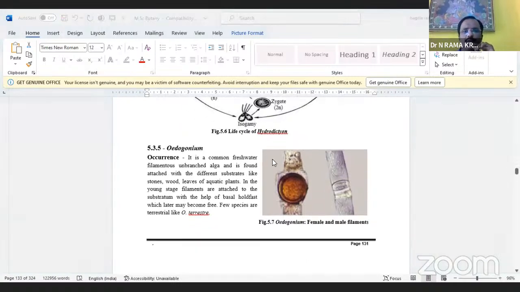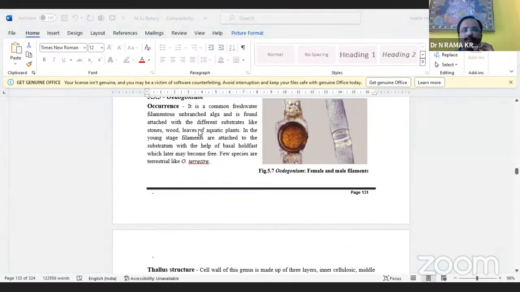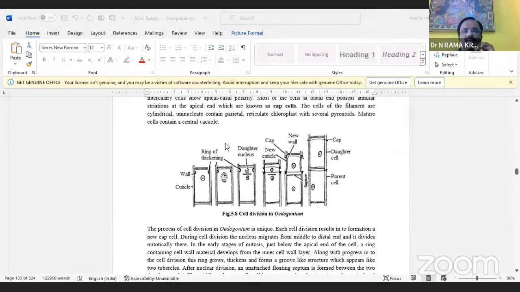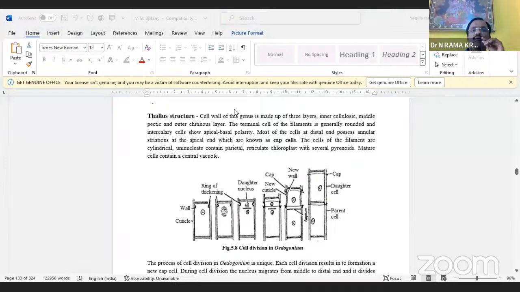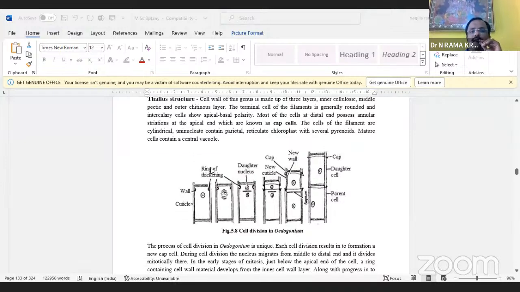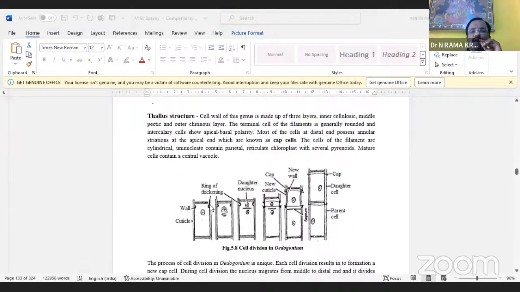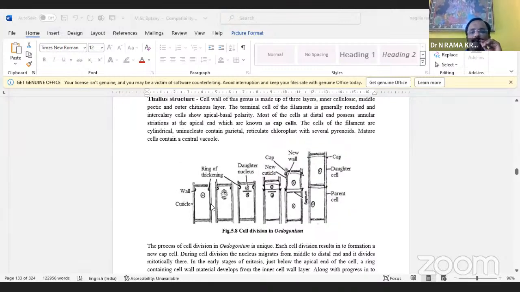Here now you see this is Oedogonium. This is the thallus structure. You see this here, one structure cell is there. These are all the cap cells.